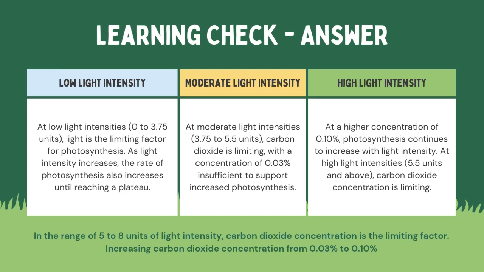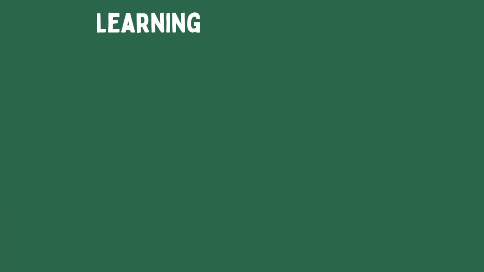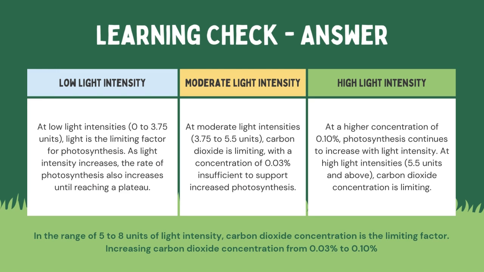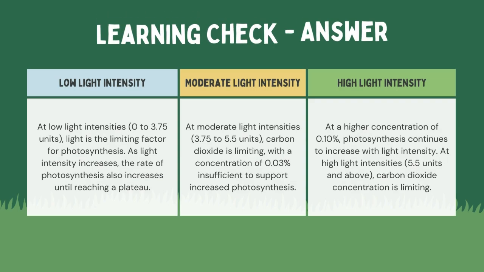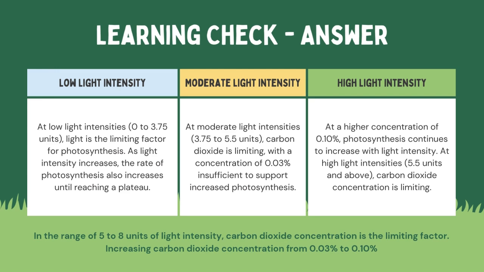Moderate light intensity. At moderate light intensities, 3.75 to 5.5 units, carbon dioxide is limiting, with a concentration of 0.03% insufficient to support increased photosynthesis. High light intensity. At a higher concentration of 0.1%, photosynthesis continues to increase with light intensity.